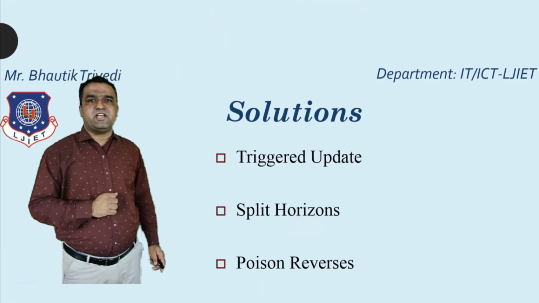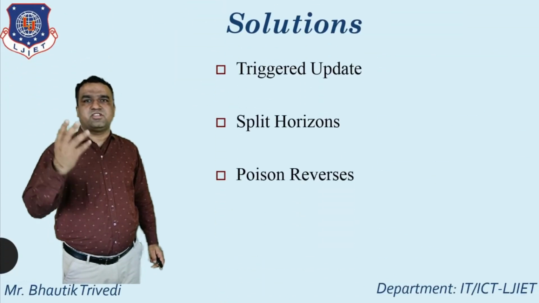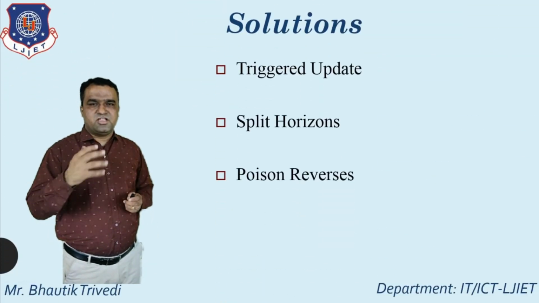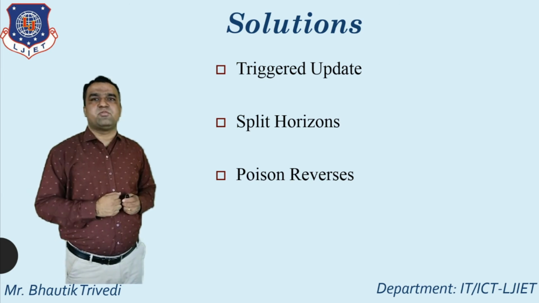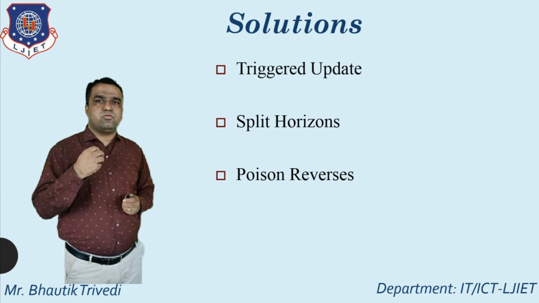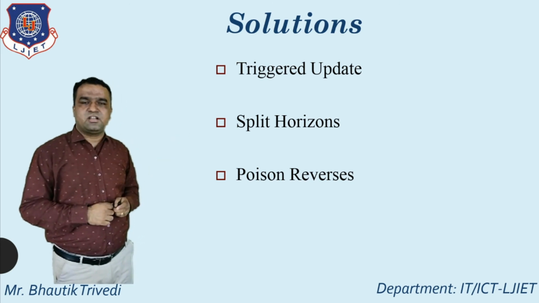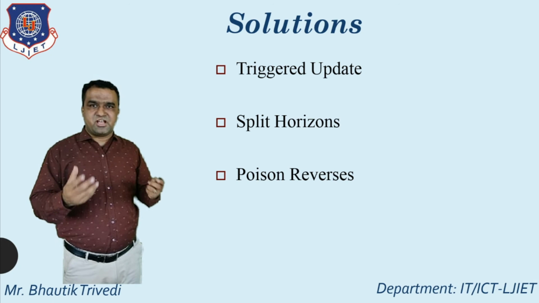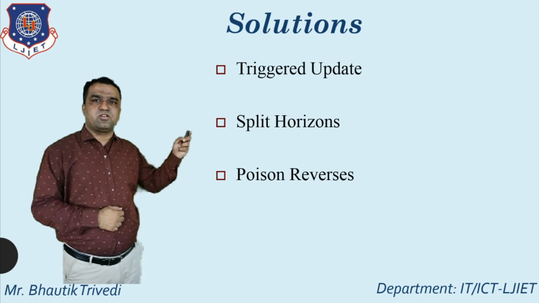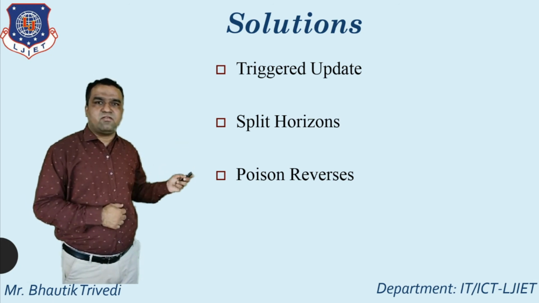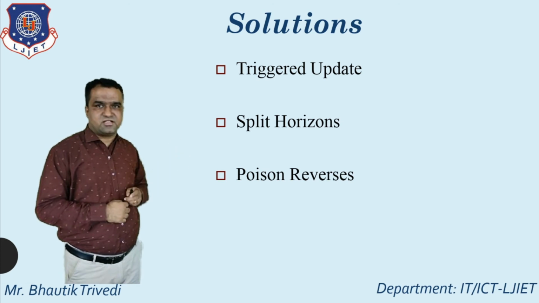And the last point, the solution for this particular thing. This kind of problem arises in the routing information protocol. So which solutions are part of that? Mainly three solutions. First one is known as triggered update. Second one is known as split horizon. And third one is known as poison reverse.